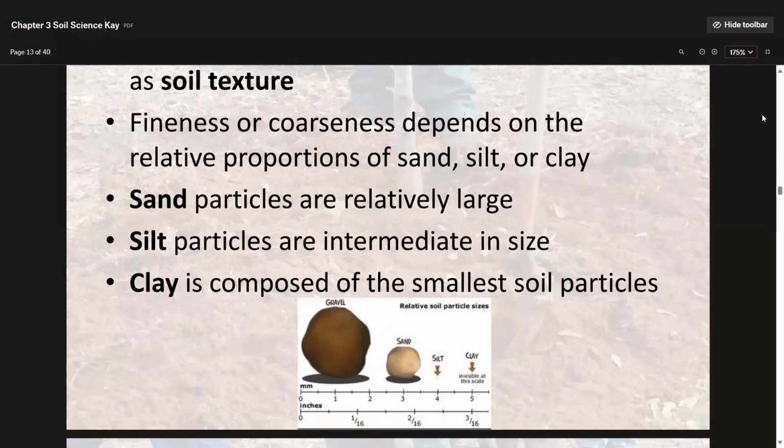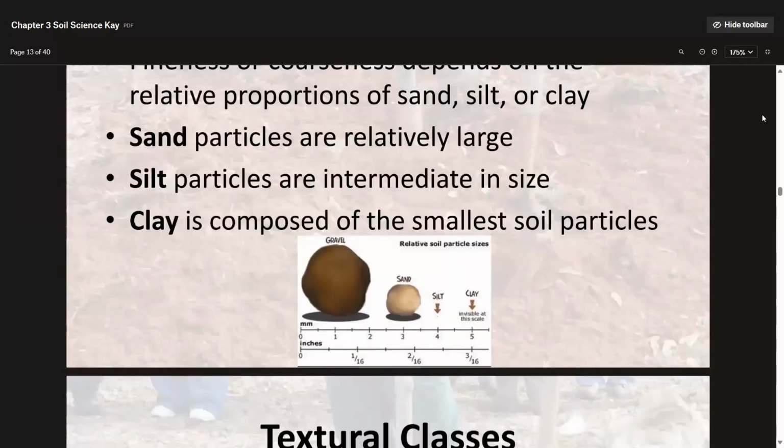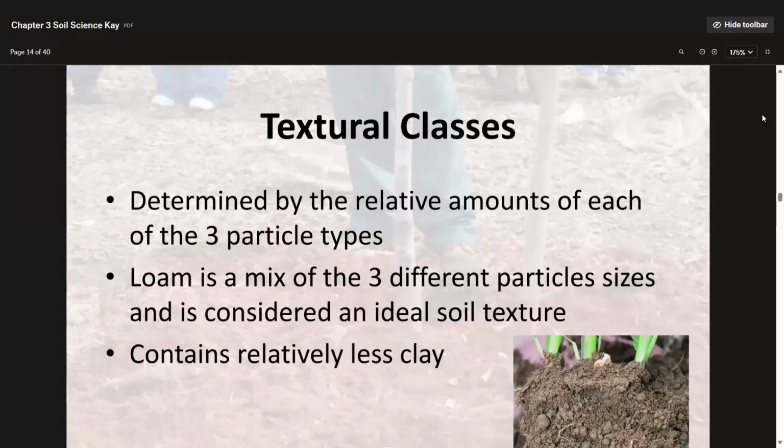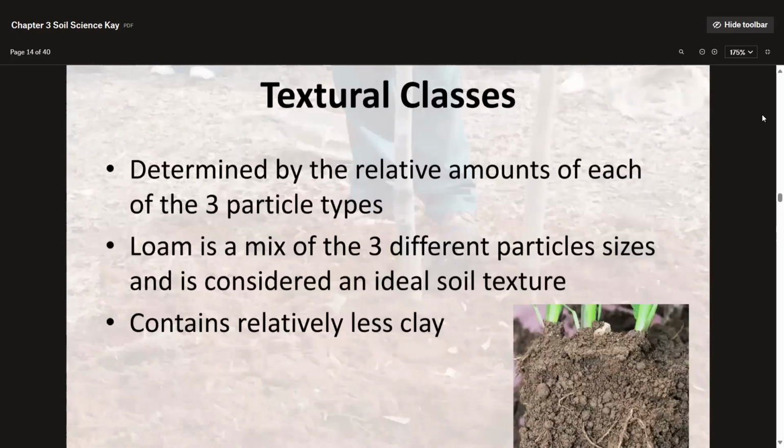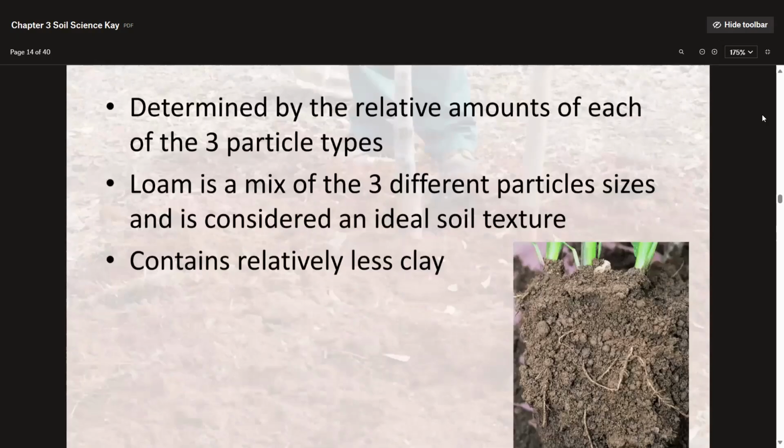But that's your soil texture, right? It deals with all those little particles. The textural classes are determined by the relative amounts of each of the three particle types. So loam is a mix of the three different particle sizes and is considered the ideal soil. So if I asked you, what is the ideal soil? It's a loam, right? A mix of the three different particle sizes. It contains relatively less clay in a loam. Okay. That's kind of what it looks like, that beautiful loam.